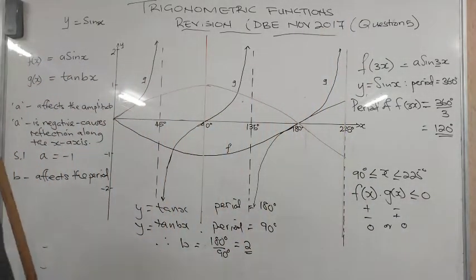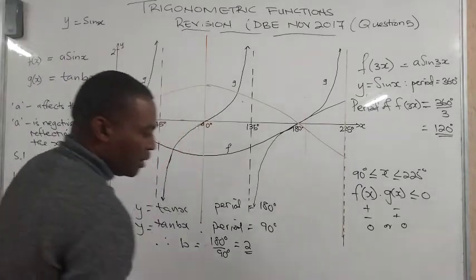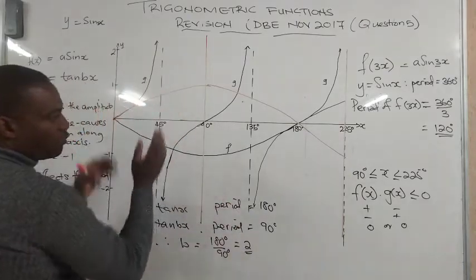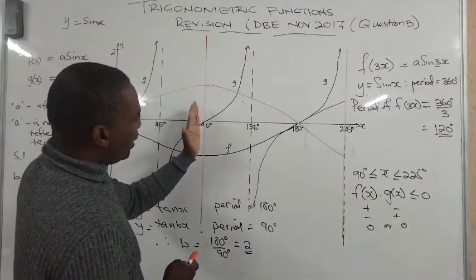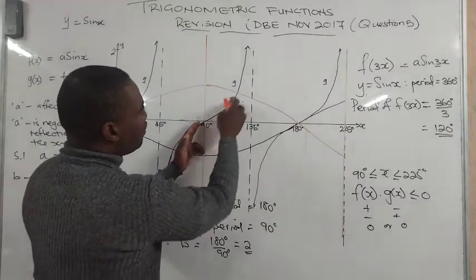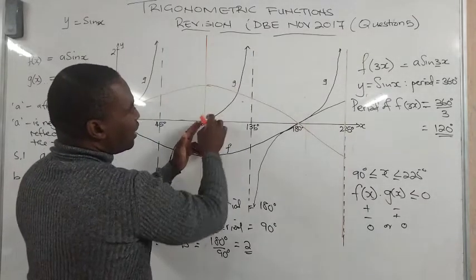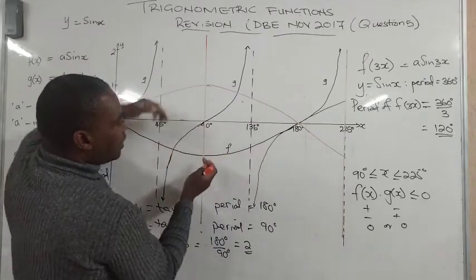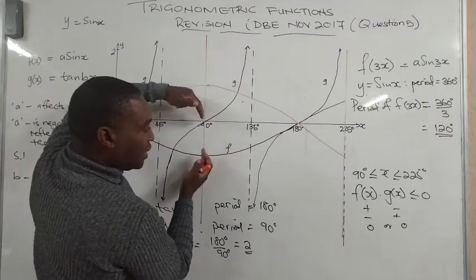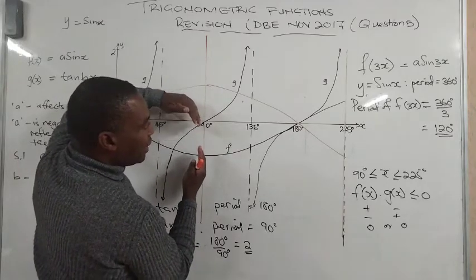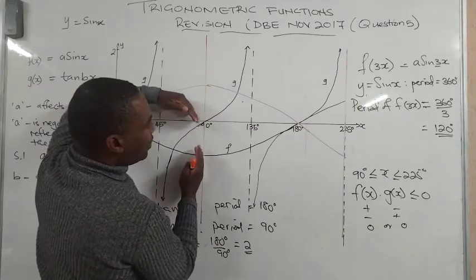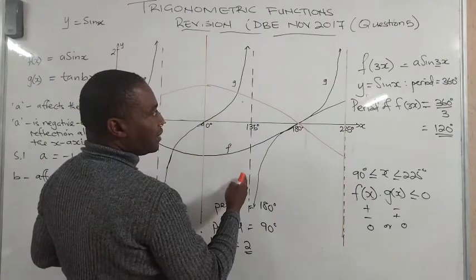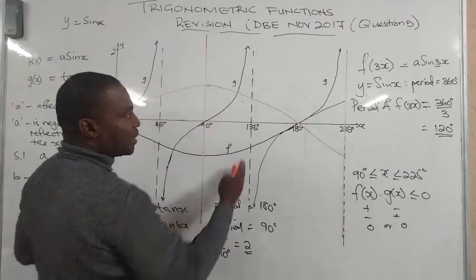Alright, so if f of x is positive, it means it's above. So we are checking from here, we can see that g of x is above, that means g of x is positive and f of x is below. But for how long does it go? Because it is satisfying what we want from 90 degrees. One is above, one is below. So it goes until 135 degrees. This one does not pass because it's an asymptote.